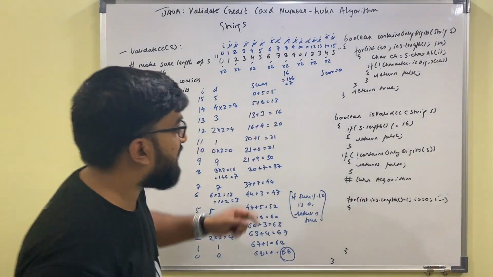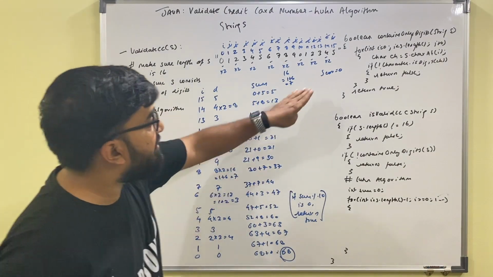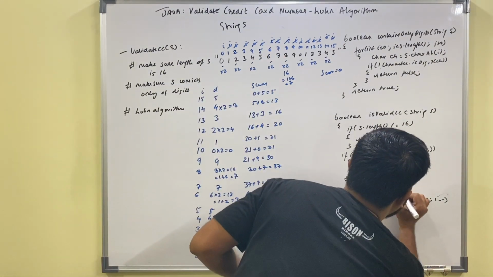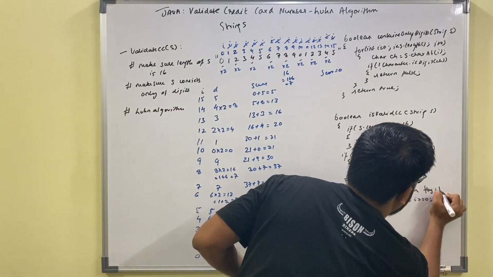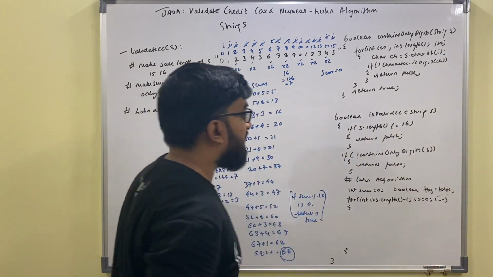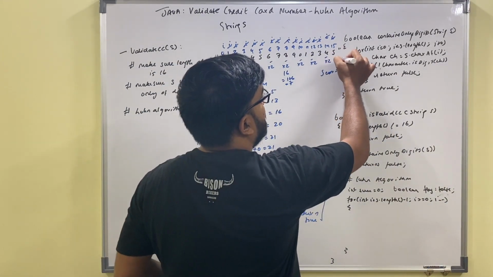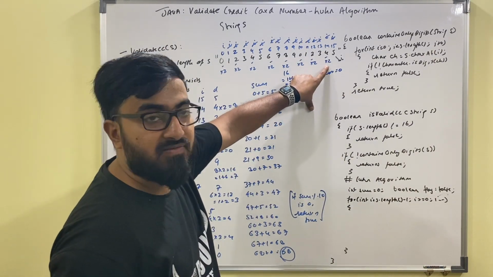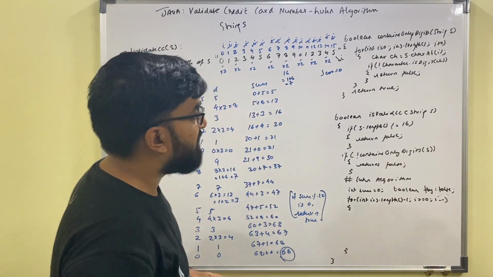Okay, I have to start with the sum equal to 0, and every other digit starting from the second last I have to double. So I start with the boolean flag as false. When my i is here, my flag is false, and when my flag is true, I will make this digit double.